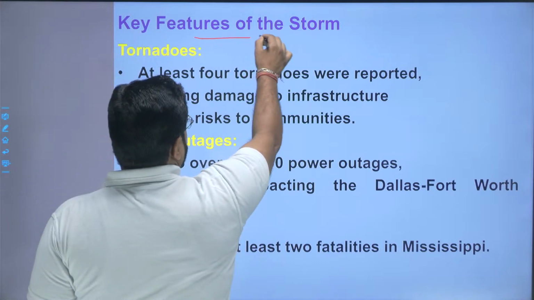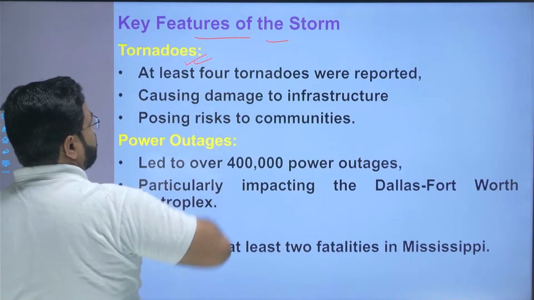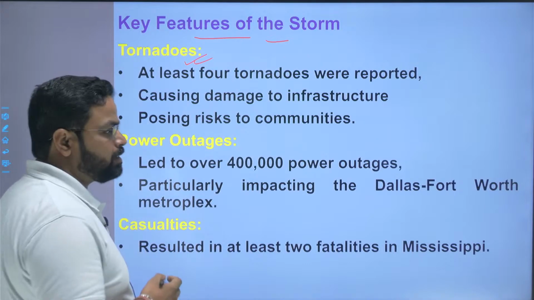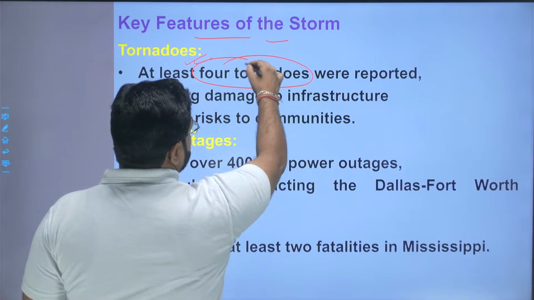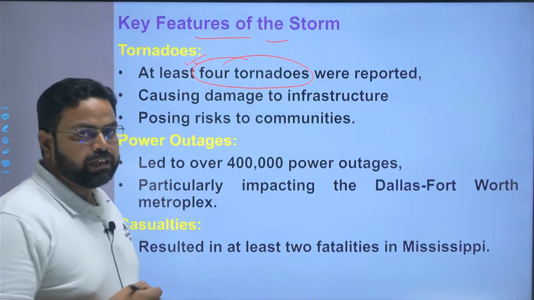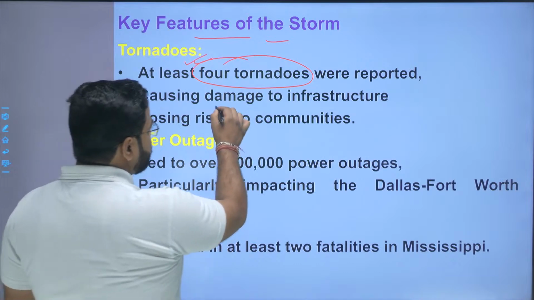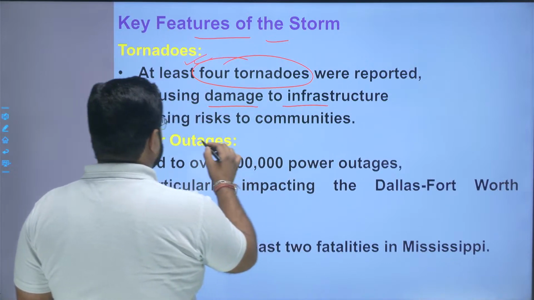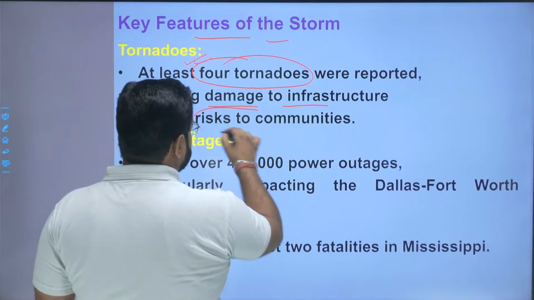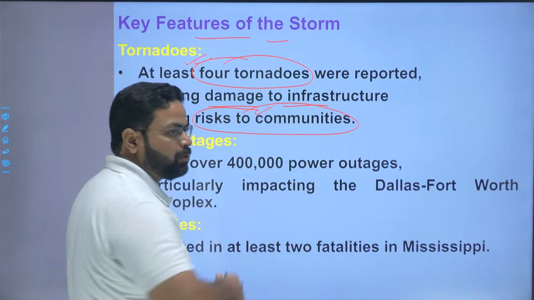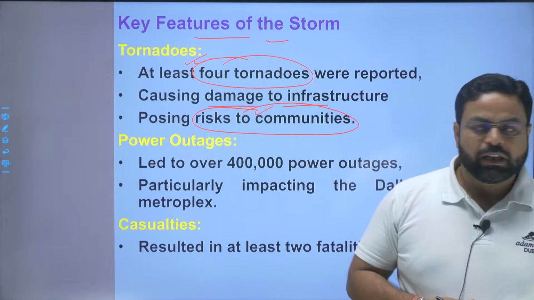What were the key features of the storms? First of all, the tornadoes. What was the impact? First was the tornadoes. At least 4 tornadoes were reported in March 2025 itself in the United States of America. This caused damage to the infrastructure and posed a risk to the communities also. Their life and livelihood both were impacted due to these storm conditions, right?